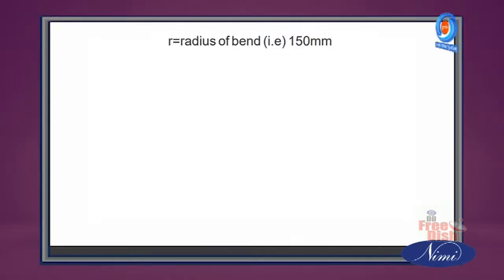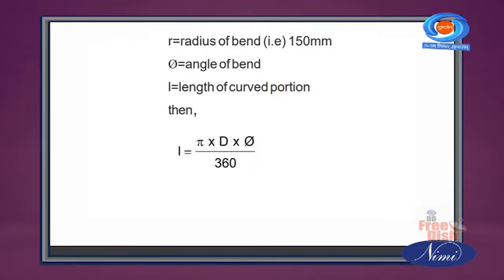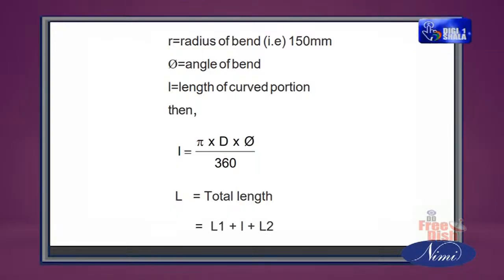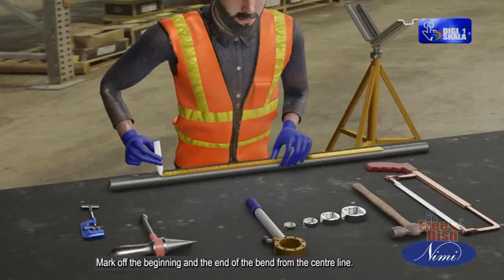R is equal to radius of bend. Theta is equal to angle of bend. L is equal to length of curved portion. Then L is equal to pi into d into theta divided by 360. Total length is equal to L1 plus L plus L2. Mark off the beginning and the end of the bend from the center line.